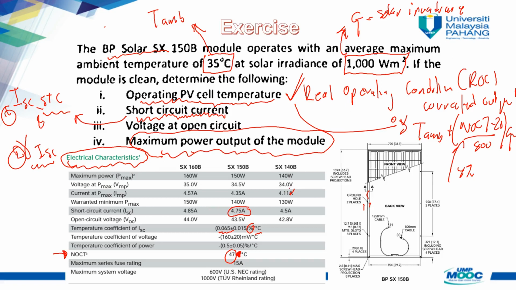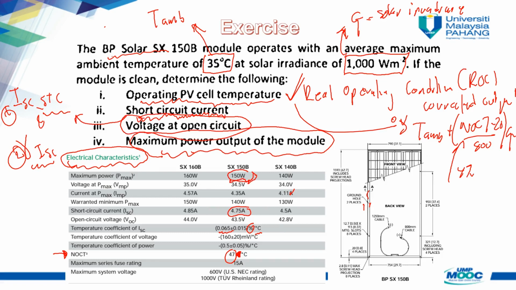Yes, doktor. What is the PMP STC? How much is it? 150. Then the temperature coefficient? 0.065. Ulang balik. 0.065. Bukan. Oh, saya terskip. Sorry. Voltage dulu. Voltage. Sorry, aku tersasar.